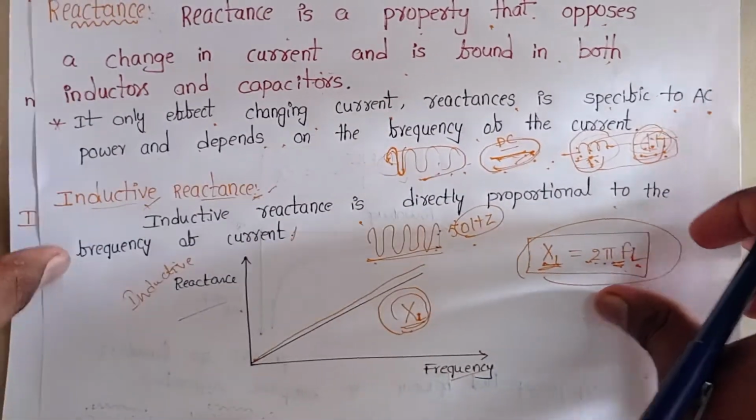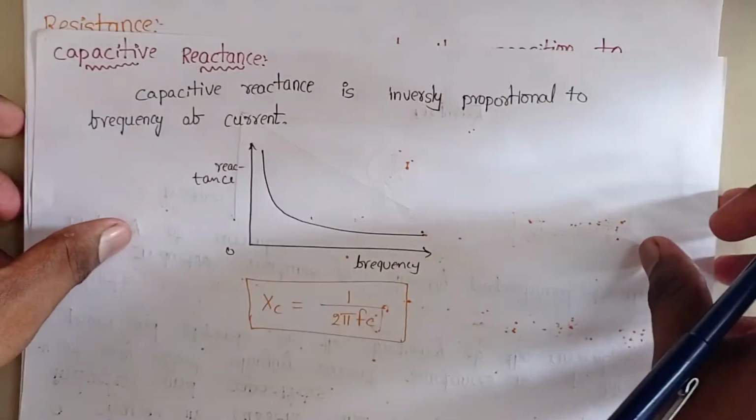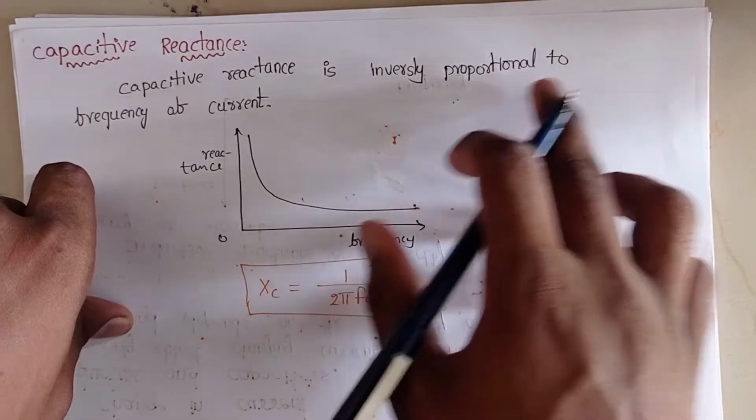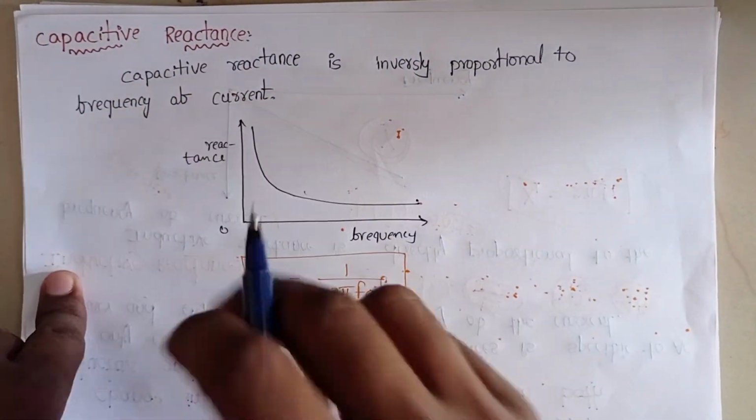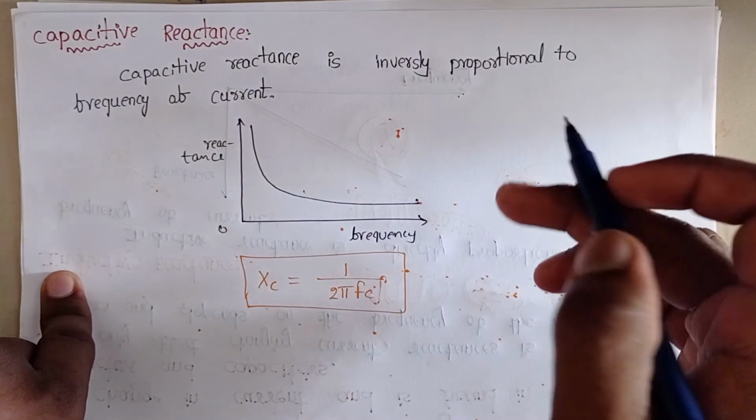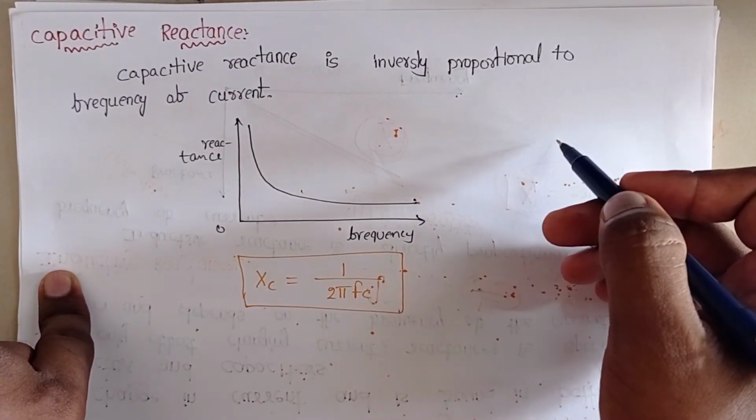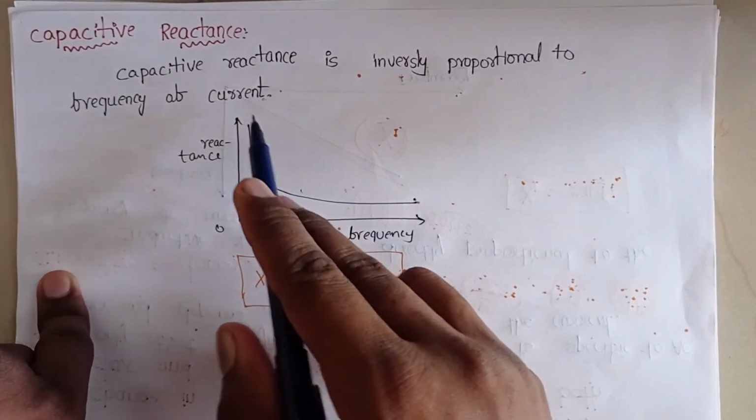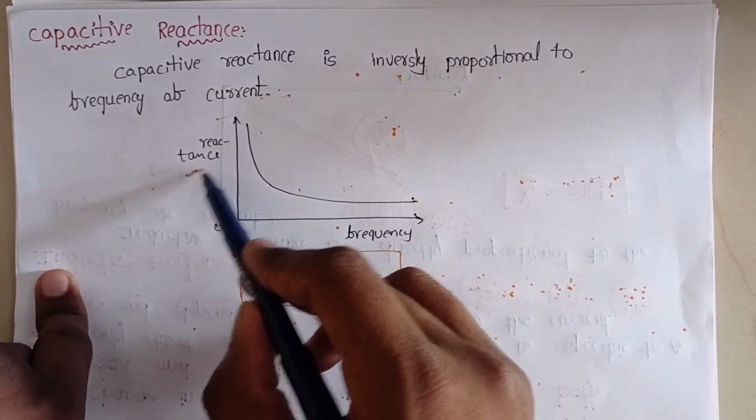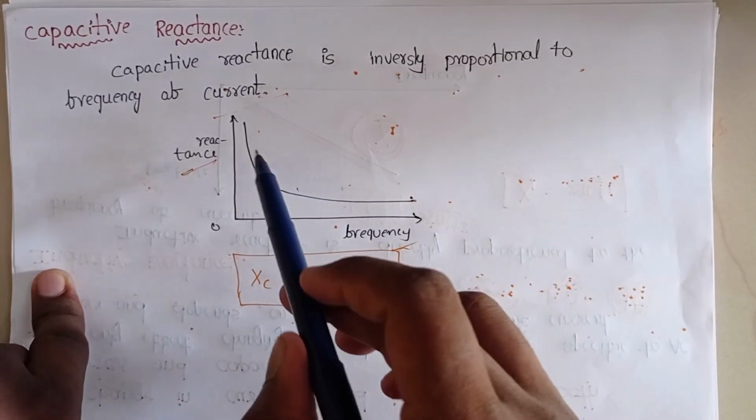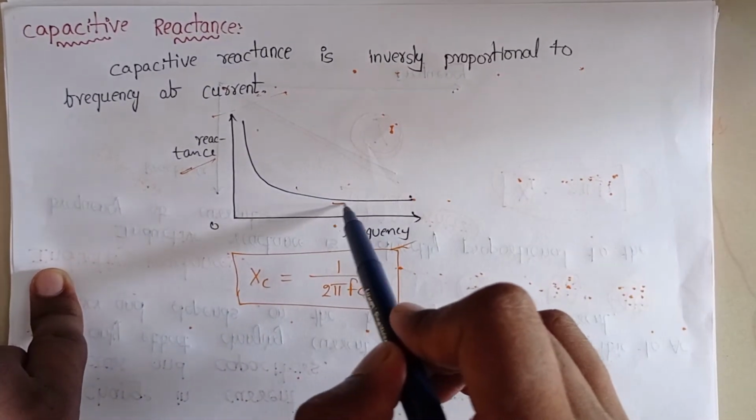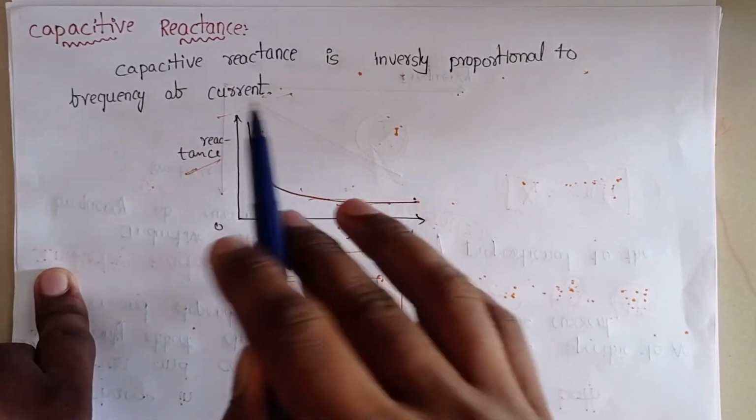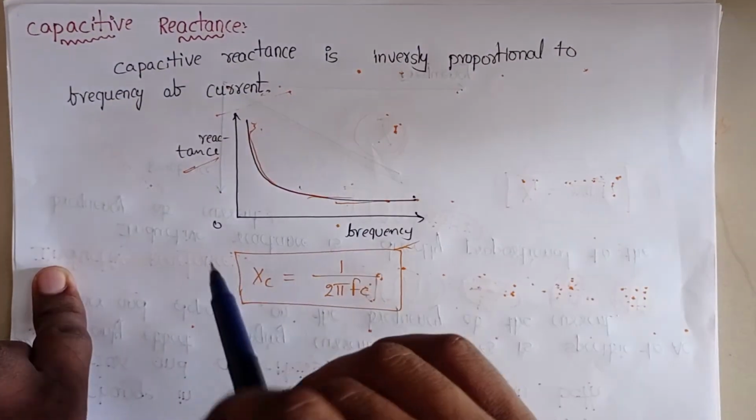Next see capacitive reactance. Capacitive reactance is inversely proportional to the frequency of the current, whereas inductive reactance is directly proportional to the frequency of the current. Let's see the graph between the reactance and the frequency in a capacitor. Here observe, as frequency increases, reactance decreases. This is about capacitive reactance.